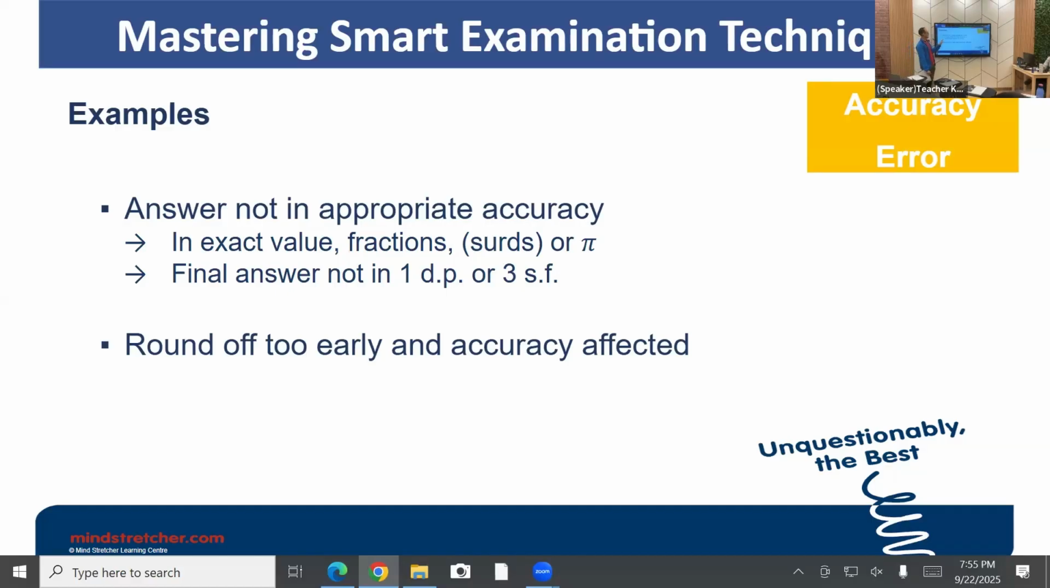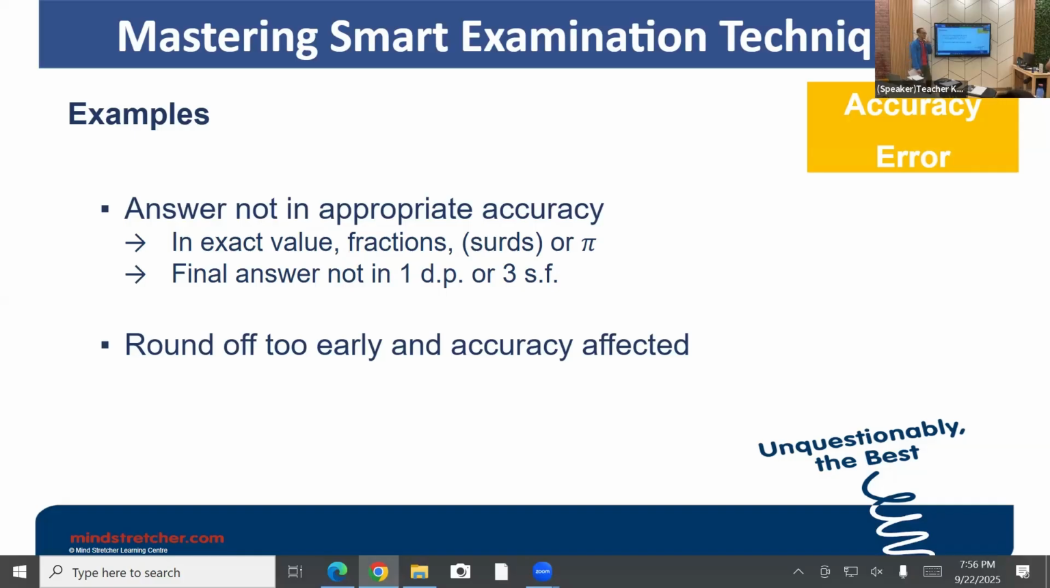And then another one is not answering to 1 decimal place or 3 significant figures. When do we actually round off to 1 decimal place? Angles, correct. Angles, that's when we round off to 1 decimal place, right? And for 3 significant figures, what kind of situation will you have to round off to three significant figures? Do you know or not?